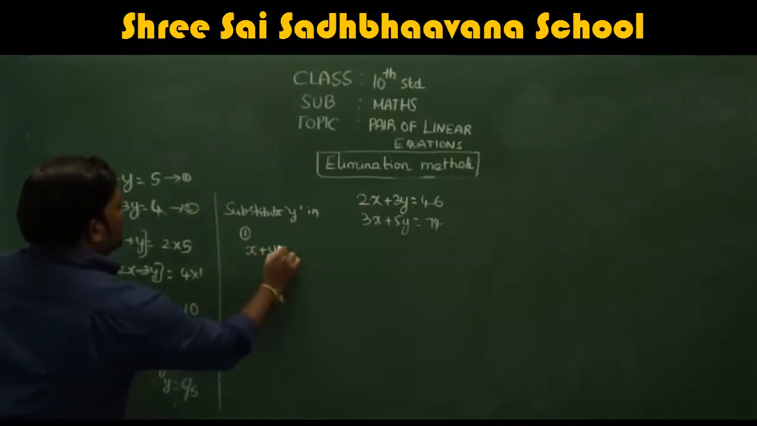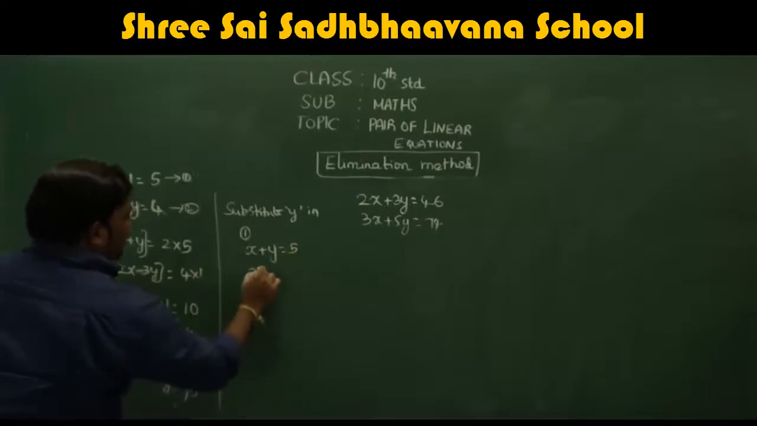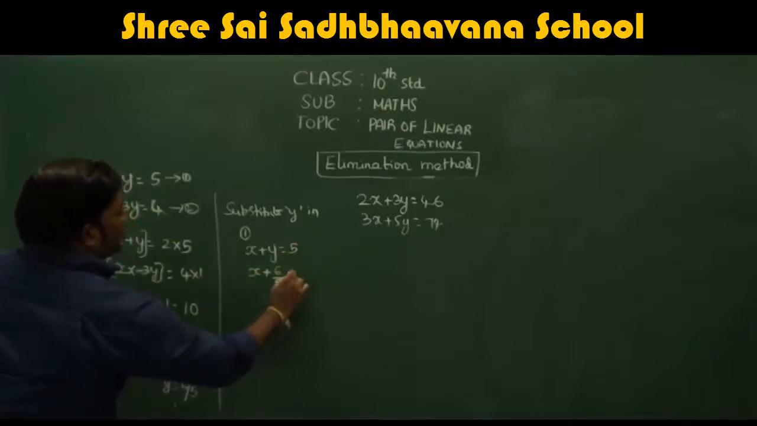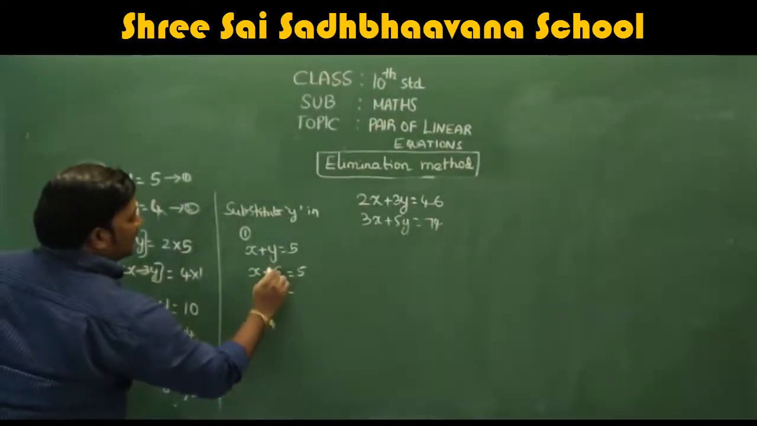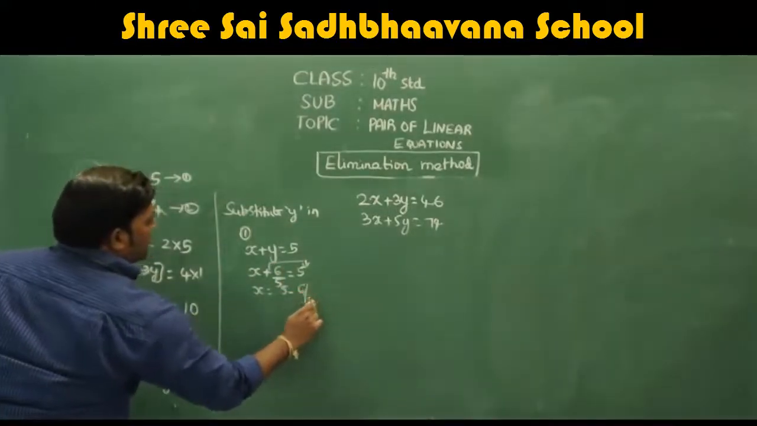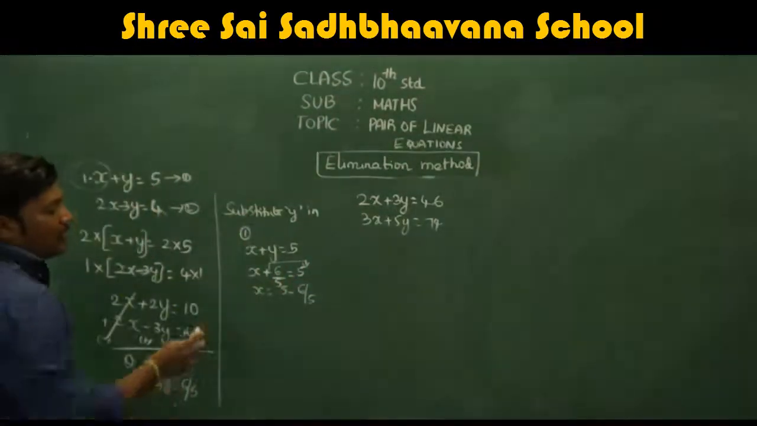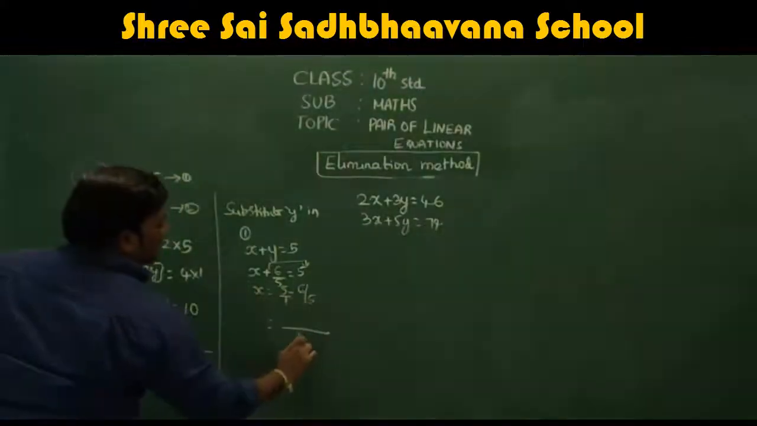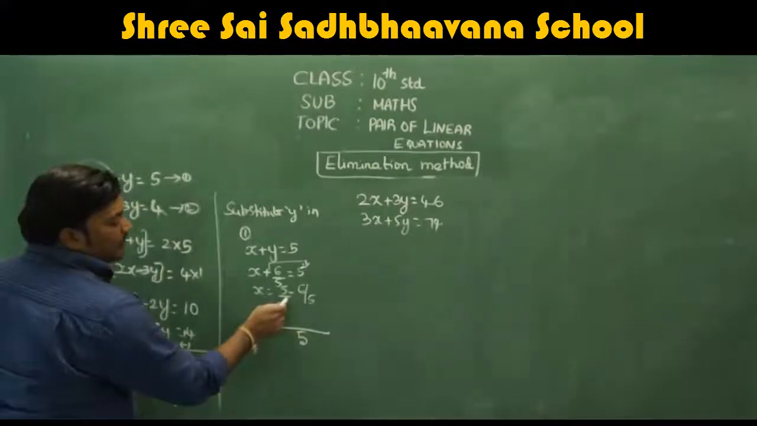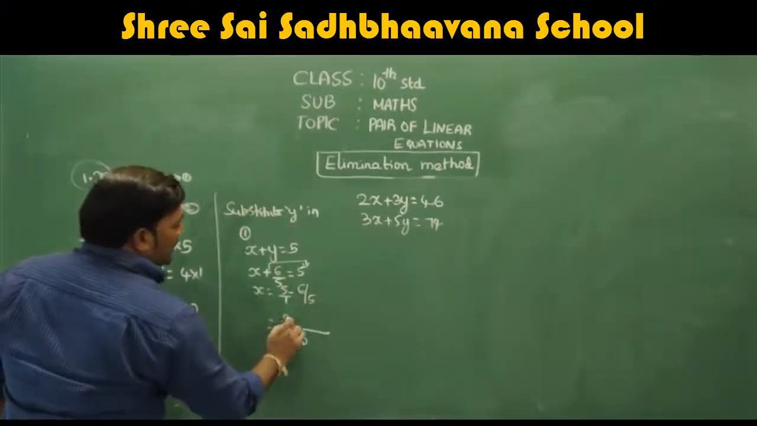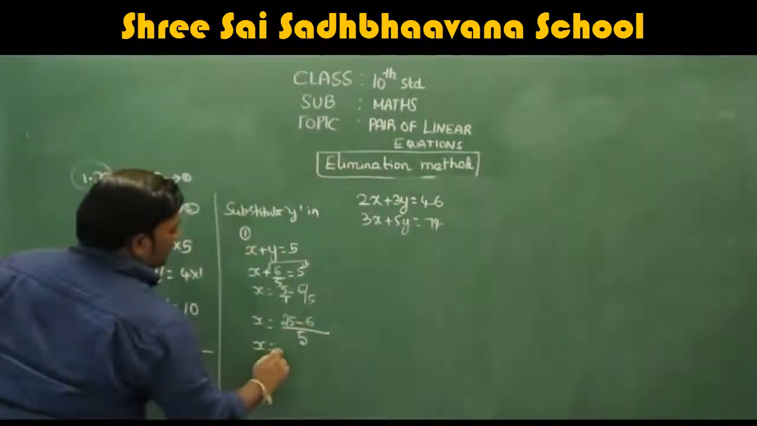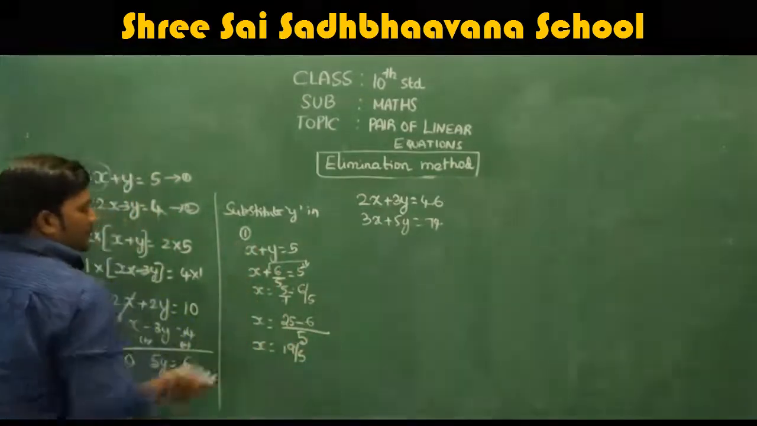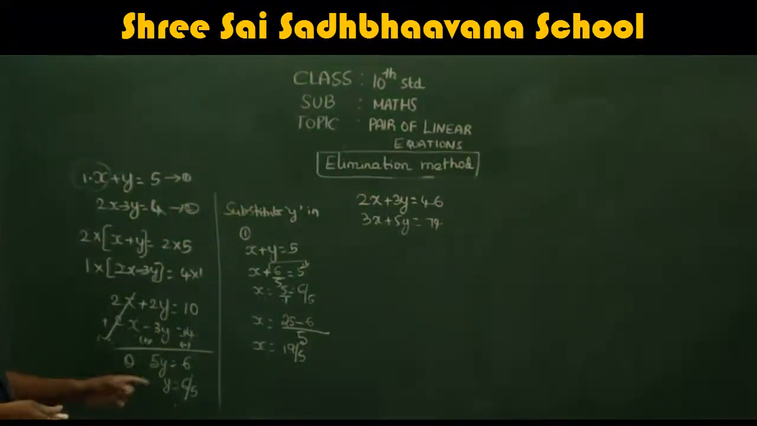So I am substituting in the first equation, x plus y is equal to 5. The y value is 6 by 5, so x plus 6 by 5 is equal to 5. So x is equal to 5. Here it is plus 6 by 5, and when it goes to the other side it becomes minus 6 by 5. So 5 minus 6 by 5, which is 1 comma 5. 5 is the LCM, so multiply 1 into 5, 5. Next cross multiply: 5 into 5, 25, minus 6 into 1, 6. So x is equal to 25 minus 6, which is 19. So x value is 19 by 5 and y value is 6 by 5.